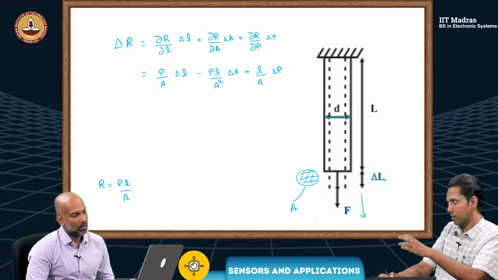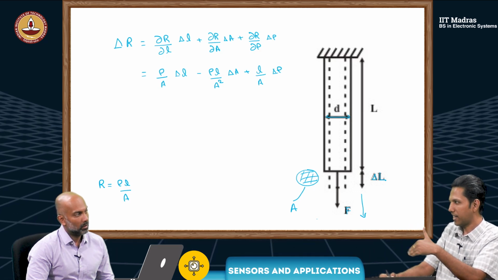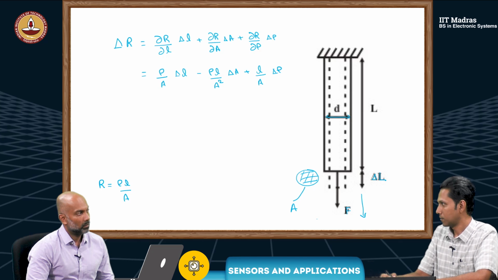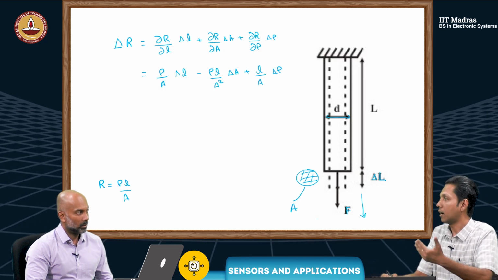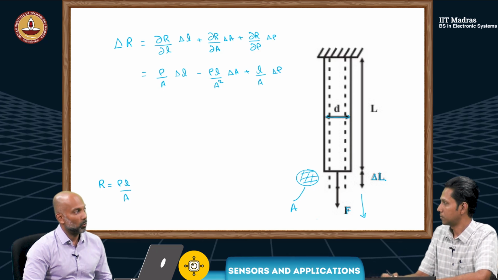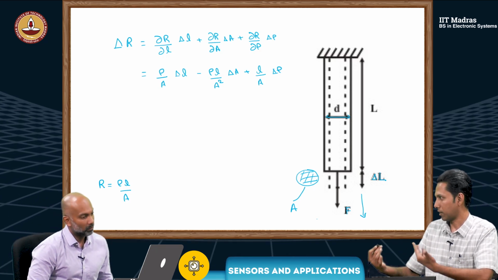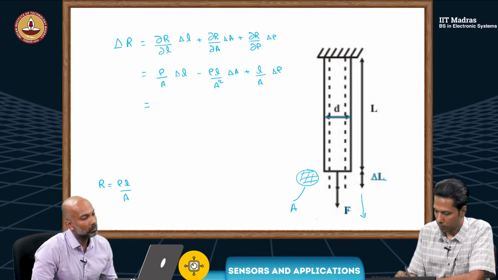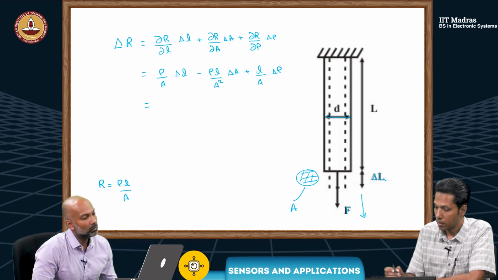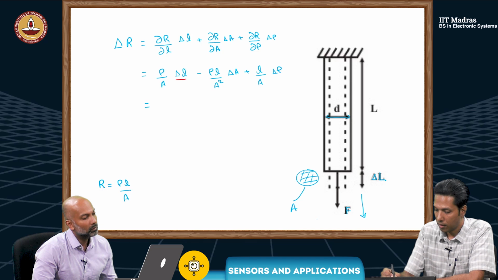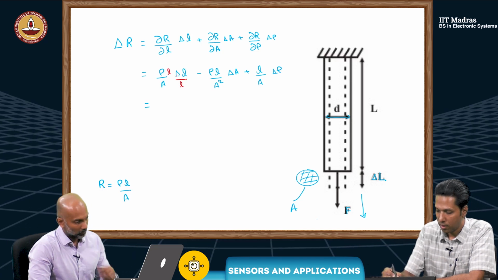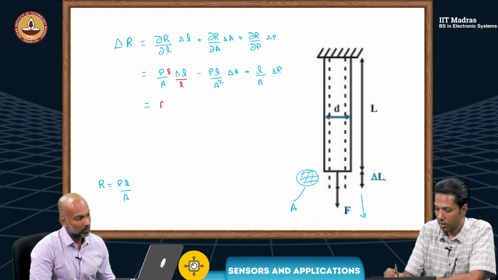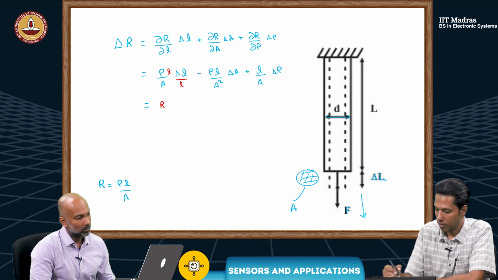See, before doing this, I had some original resistance, and then there is a delta L. So I would like to see the relative change. So I would probably like to get delta R by R, your original resistance. So maybe we will rewrite this. If I multiply and divide by L, then I get rho L by A, which is R. So this will be R into delta L by L.